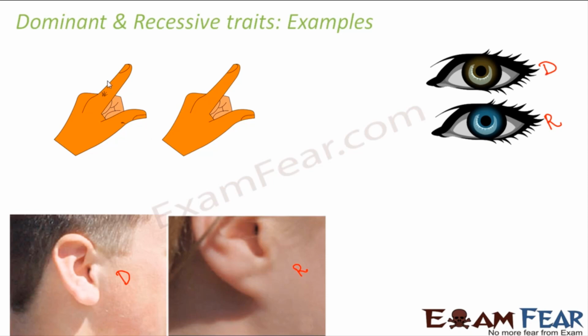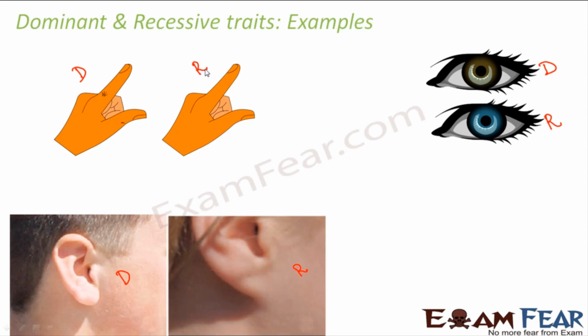Many people have these hairs on the back of their fingers, right? But there are certain people who do not have these hairs. The presence of this hair is a dominant trait which gets expressed more often. You will see that most people have these hairs, whereas the absence of hair is a recessive trait. So for everything, you have certain traits which are dominant and certain traits which are recessive.